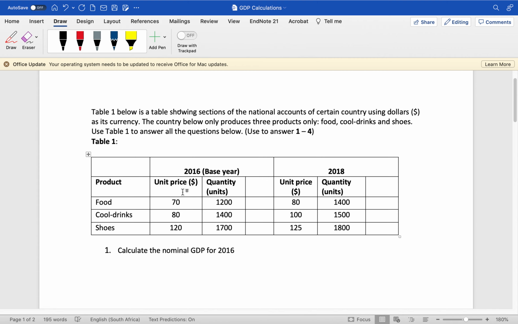Everyone. So today I wanted to take this opportunity and show you how you can actually go about calculating some of the national accounts. And in this video, strictly, I'm focusing on the calculation for nominal GDP and real GDP.